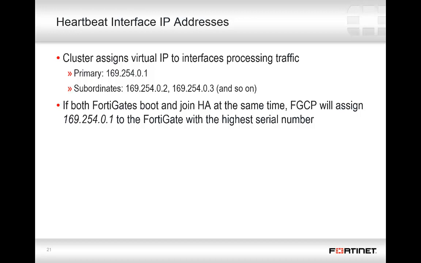Now we've seen how HA effectively transfers IP addresses from a failed FortiGate to a new one. What about the heartbeat interfaces? You don't need to configure the IP addresses. FGCP will automatically negotiate IPs, assigning them in the 169.254.0 subnet in order of boot up, or if boot was simultaneous, serial number. You can override this if required.